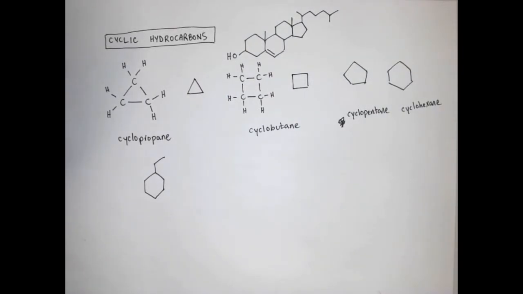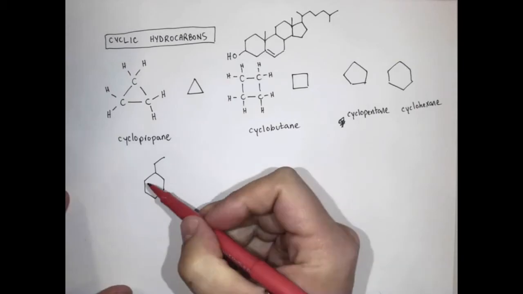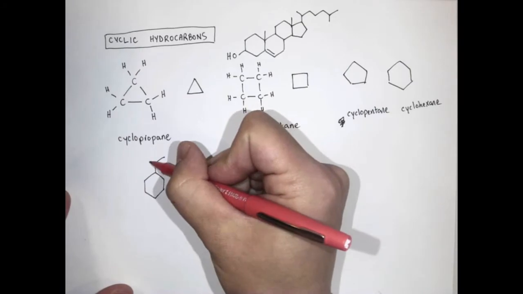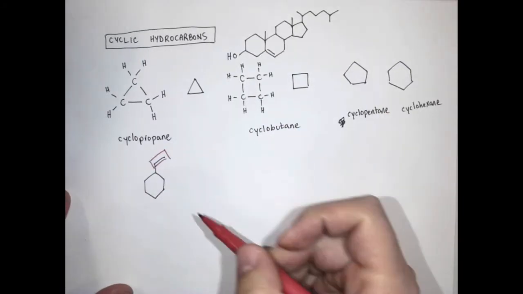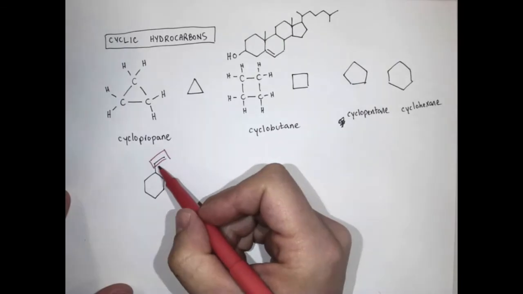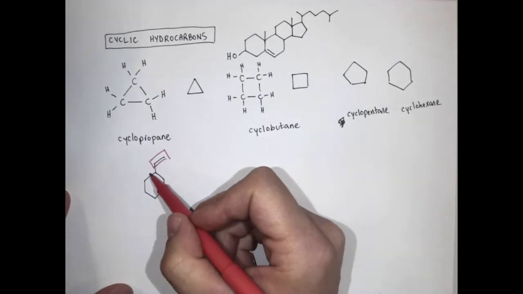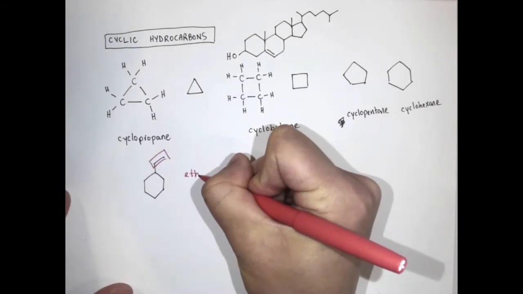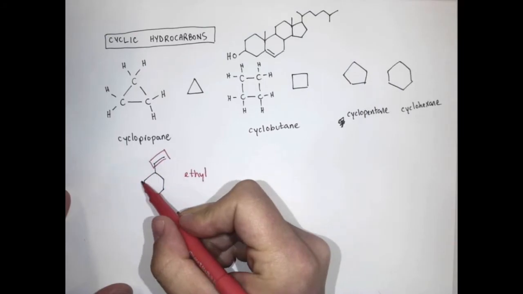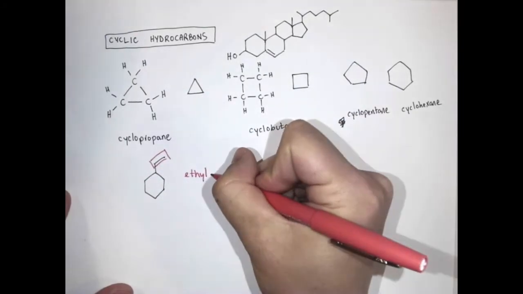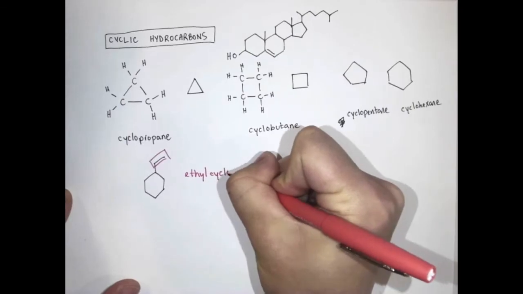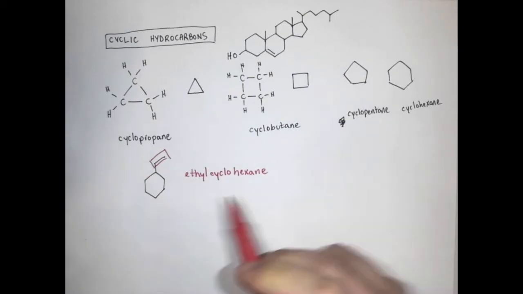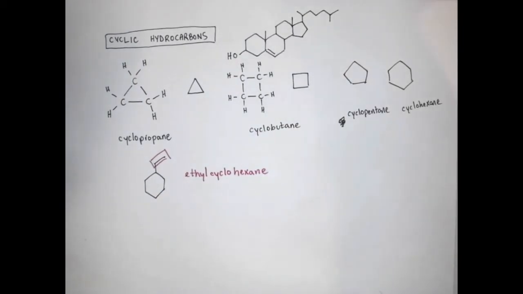For cyclic hydrocarbons and cycloalkanes for that matter, the parent is always going to be the ring, and the branches will be coming off of that ring. So here I've got a 2-carbon branch coming off of a 6-membered ring. The 2-carbon branch is an ethyl group, and that 6-membered ring would be called cyclohexane. So this molecule would be called ethylcyclohexane.